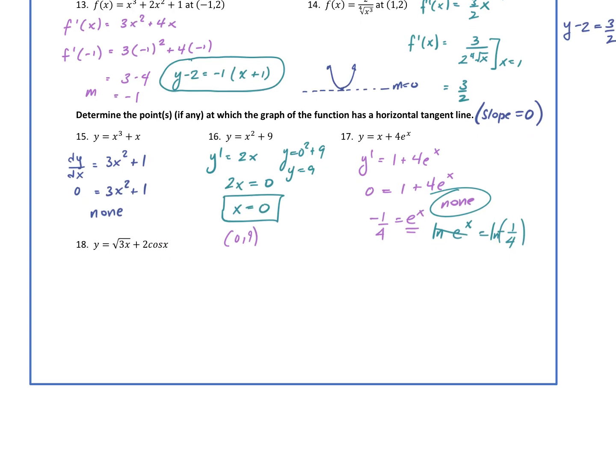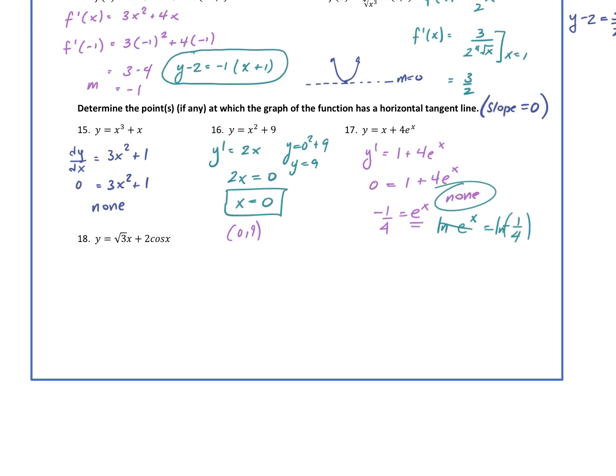And then for number 18, I believe this was a typo. This should have been root 3 and then x. We can't derive that right now until we do the chain rule. I'm going to start with dy dx. We get root 3 minus 2 sine of x. We set equal to 0.